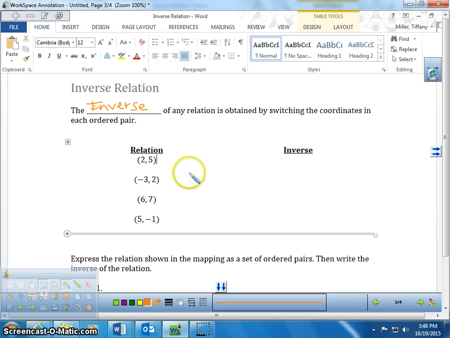So if I have the relation 2, 5, to find the inverse, I'm just going to switch those ordered pairs, or those coordinates. So instead of 2, 5, I'm going to have 5, 2. Instead of negative 3, 2, I'm going to have 2, negative 3. Instead of 6, 7, I'm going to have 7, 6. Instead of 5, negative 1, I'm going to have negative 1, 5. And it's really that simple. All you do is switch the X's and the Y's.